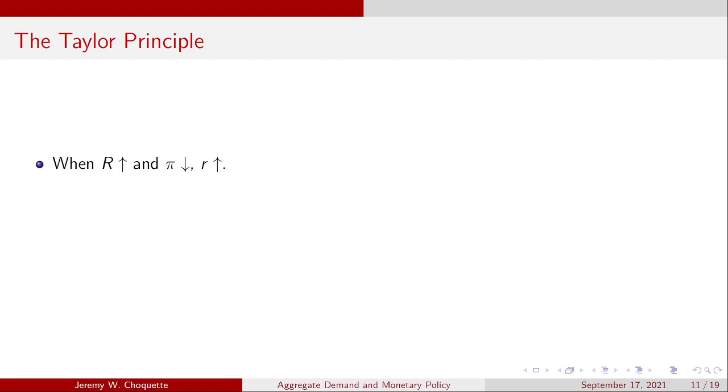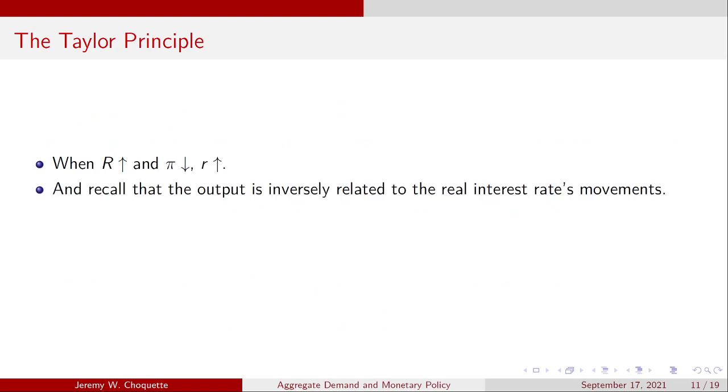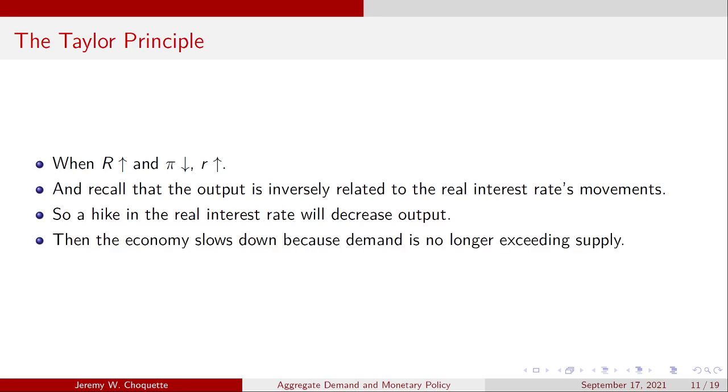Now, when we get this combination of changes in these variables, remember, output is inversely related to the real interest rate's movements. That's what we saw with the IS curve. So a hike in the real interest rate is going to cut output. If we raise the real interest rate, output is going to fall. We're going to go into a recession. The economy slows down because demand is no longer exceeding supply.